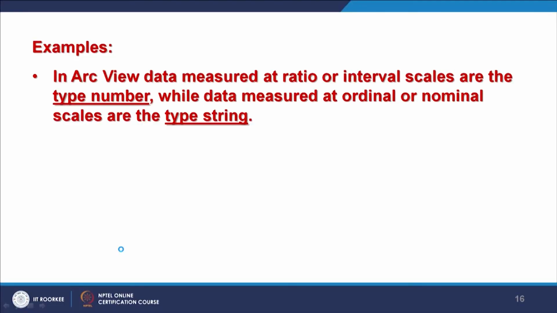Now, in ArcView, I gave the example, and I also showed you, that ratio or interval scales are type number for the type of field in which you would enter the data. So when you are bringing ratio attributes or interval attributes, you would choose type number, and when you are having nominal or ordinal data, then you are having type string.